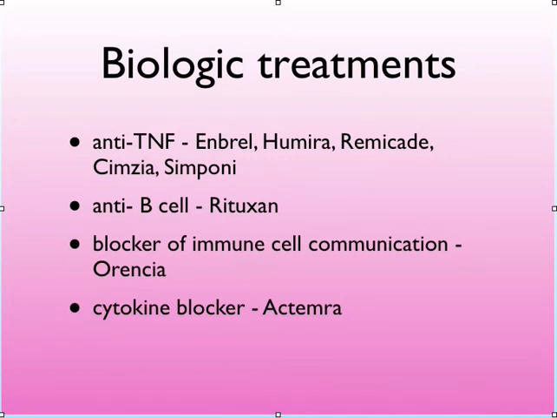These biologic treatments can be divided into 4 categories. The anti-TNF medicines include Enbrel, Humira, Remicade, Cimzia, and Simponi. Those that block B cells are called anti-B cell therapies, and the main one is Rituxan. There is a blocker of immune cell communications, and that medicine is called Orencia, and there is a blocker of an inflammatory molecule called cytokine, and that medication is called Actemra.